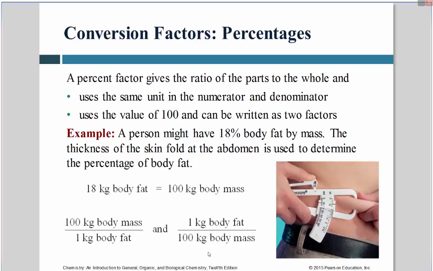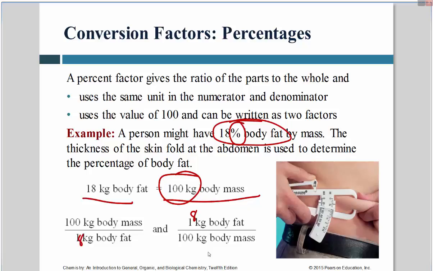Here's another example of 18% body fat. So when we're talking about percentages, we're talking about things out of 100. So if you get 98% on a test, that's 98 out of 100 questions or 100 points. Everything's out of 100 when you're talking about percentage. That's why here we have it in 100 kilograms. So for every 100 kilograms, there's 18 kilograms of body fat. And then that could be converted over to a conversion factor. Now this should say 18 here. This was an error in the book itself. So just make sure that you're aware of that error.